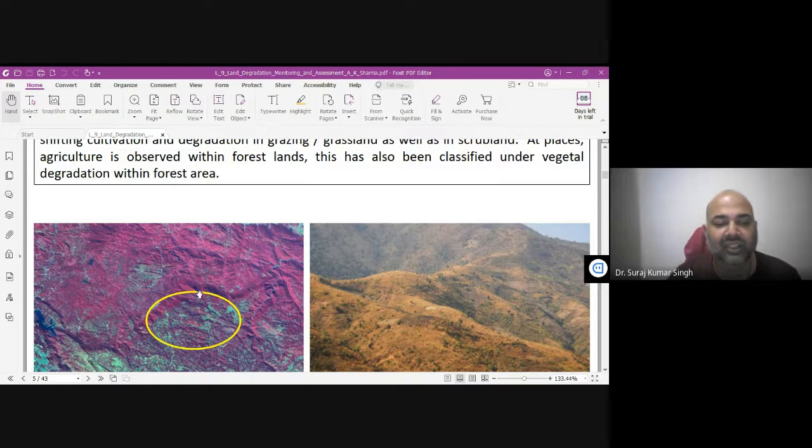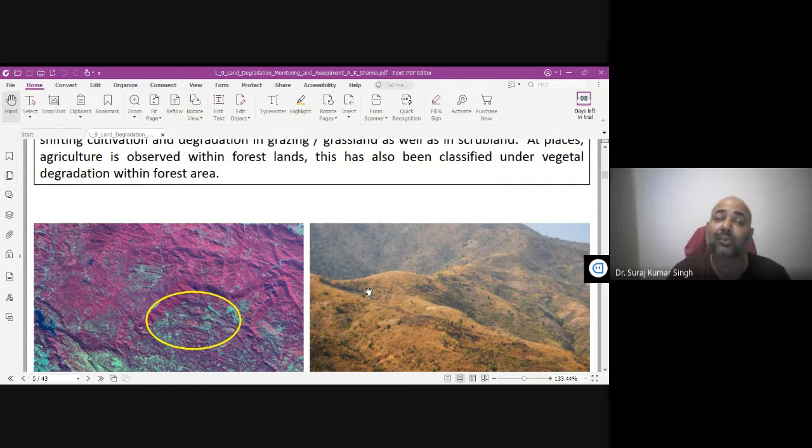We have identified the area as yellow in color, and then we have gone into the field. We'll be taking the GPS coordinates of that area, and we'll be geotagging the GPS field data to our satellite data, so that we can provide the field photograph of the area and the GPS location of the area, certifying the findings.